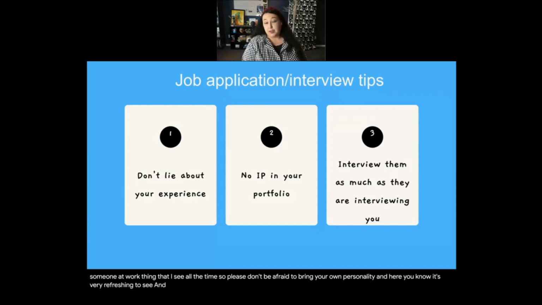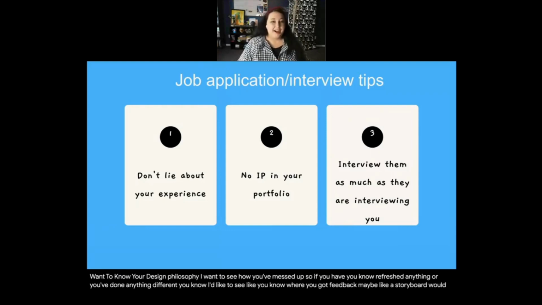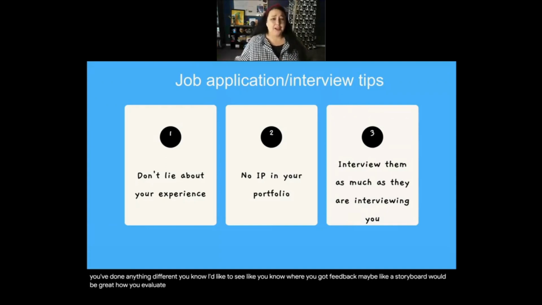And then the other point I'll give is don't feel like your whole portfolio only has to be that end product. I want to know your design philosophy. I want to see how you've messed up. So if you have refreshed anything or you've done anything different, I'd like to see where you got feedback. Maybe like a storyboard would be great. How you evaluate a product, how you're making it more accessible. These are things I don't see enough in portfolios.